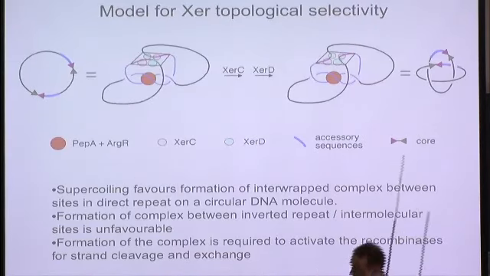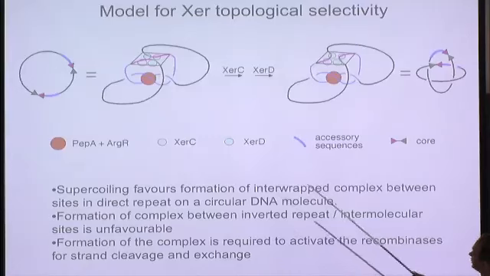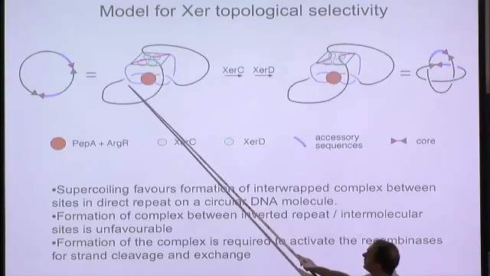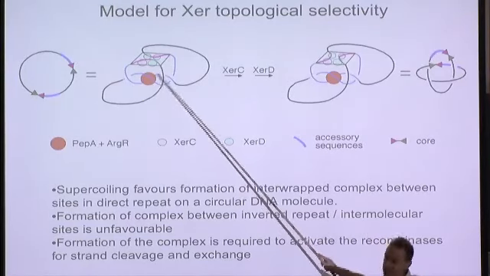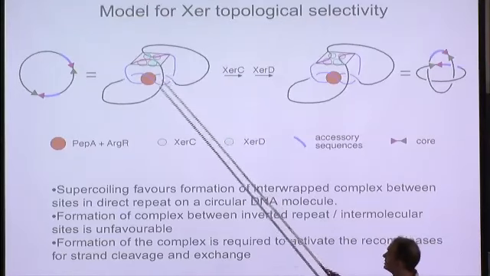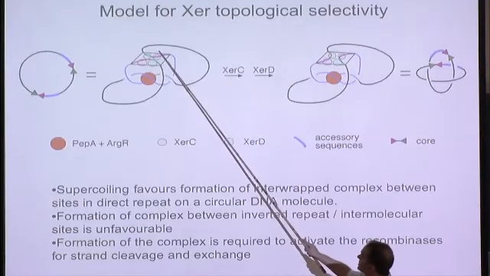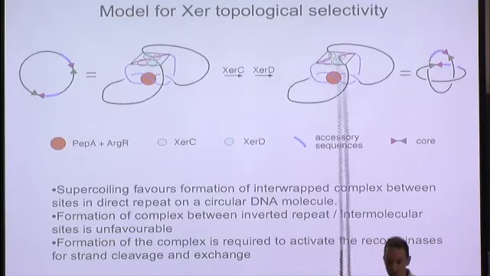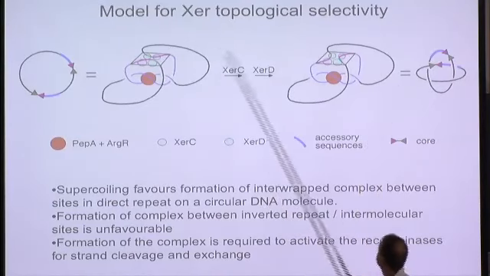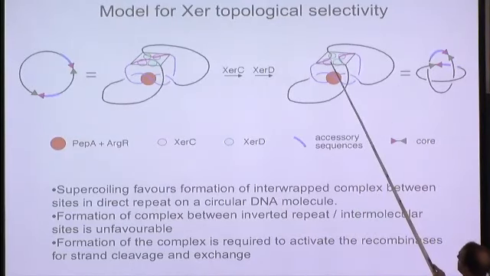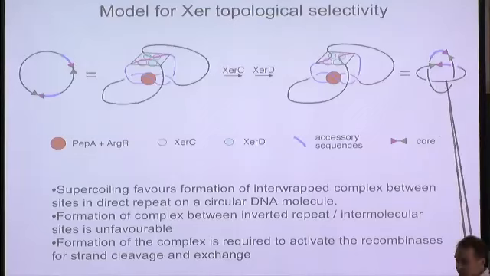So if we show that in a slightly different representation, these blue sequences here are the accessory sequences, interact a precise number of times around the PepA and ArgR proteins. That brings the core sequences together for recombination. And after cutting and joining these, we end up with this, which is the 4-crossing catenane.